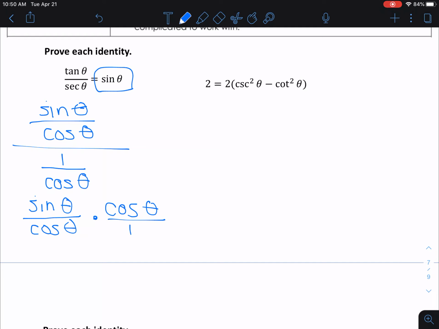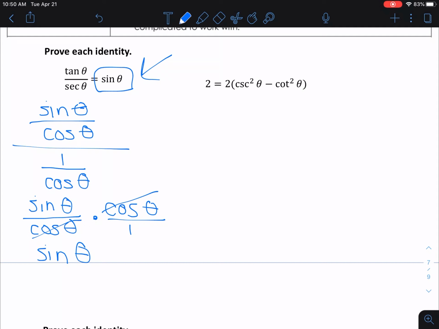Okay, so now if you recall, we're multiplying here. If you have something in the numerator and the denominator that you're multiplying, this only works when you're multiplying, these two things can cancel out. Okay, so now I have sine theta on the top and 1 on the bottom. So that just gives me sine theta. Now that's what I wanted. You could see I wanted it to equal sine theta.